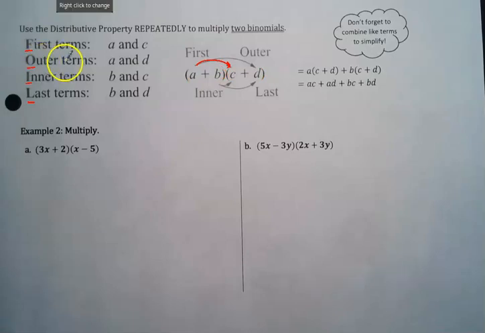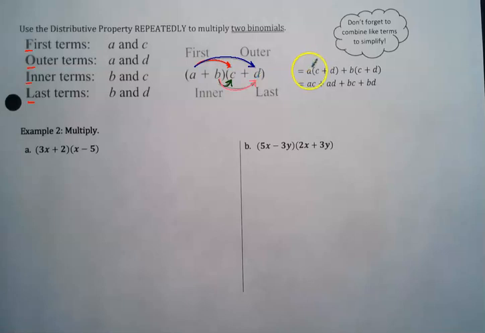Then we're going to multiply the outer terms, so a and d, because a is on the outside and d is on the outside. Then we will multiply the inner terms. That's going to be b and c, because they're on the inside. And the last terms are going to be b and d. b is the last term in the first binomial, and d is the last term in the last binomial. So first, outer, inner, last.